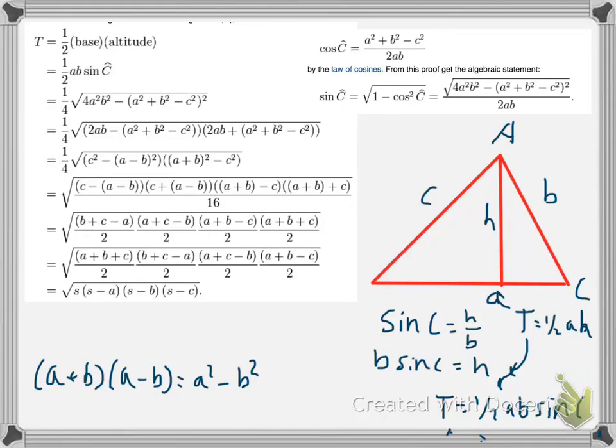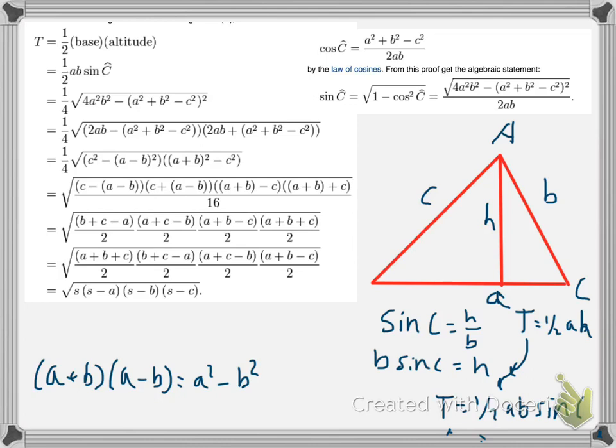Okay, so here I'm going to prove Heron's formula. When you first look at this, it looks pretty crazy, but really, it's actually pretty simple. First you need to know that cosine of c is going to equal a squared plus b squared minus c squared all over 2ab. That just follows from the law of cosines, but you can simplify it yourself to see and prove that.